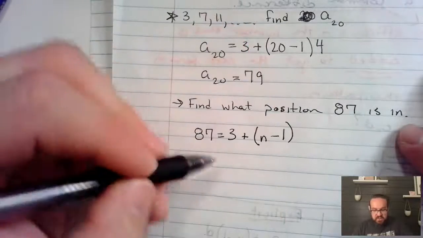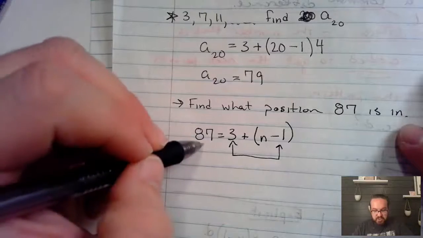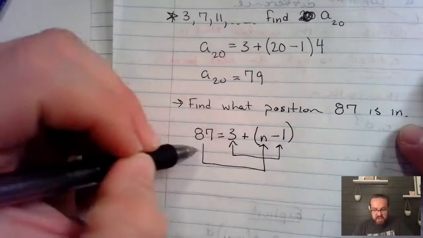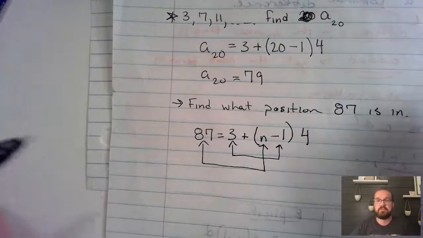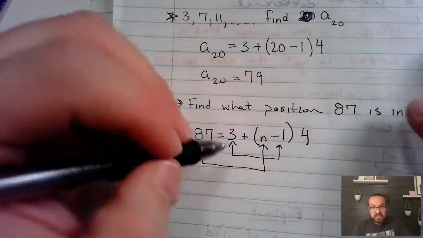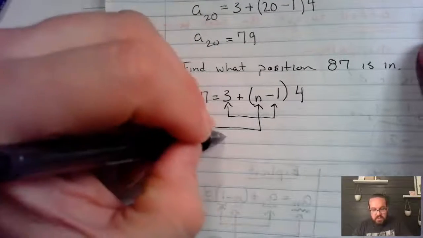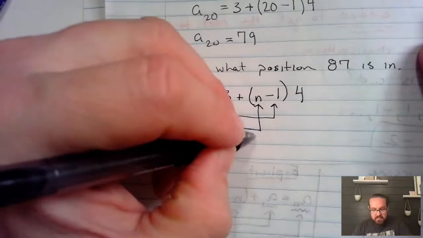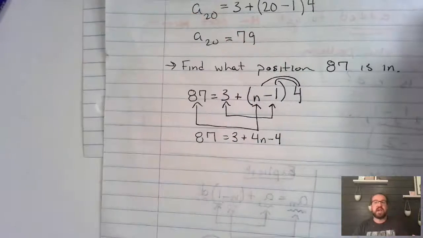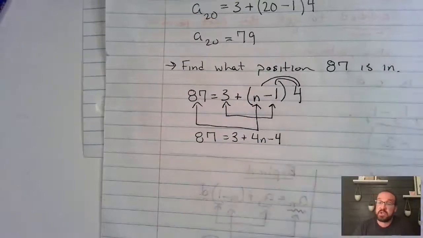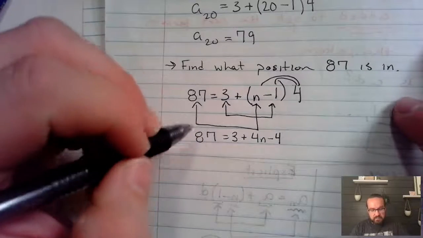Again, notice these two are still connected. 3 is in the first position, and I'm trying to figure out what position 87's in. Again, we know that the common difference is 4. So I have 87 equals 3 plus 4 times n minus 4. Again, always distributing. It looks backwards just because that common difference, the number that we are distributing, is behind the parentheses. Don't let that fool you.